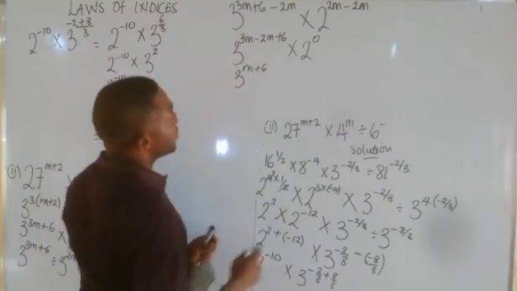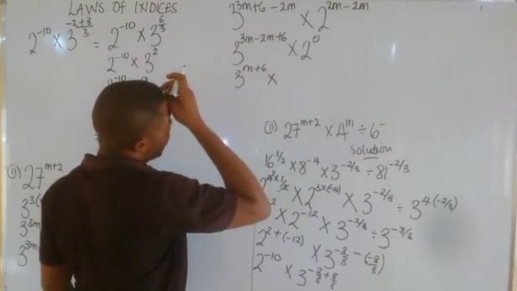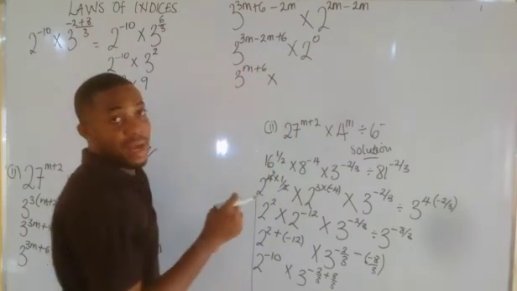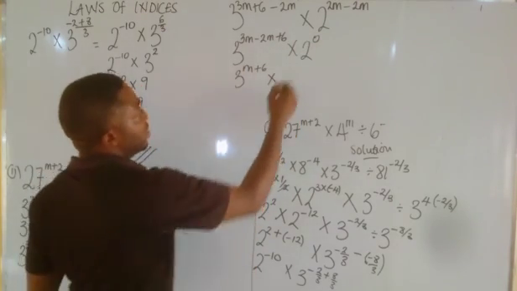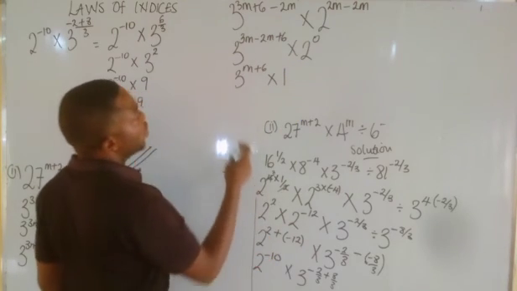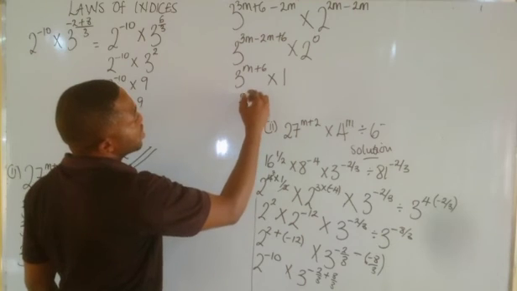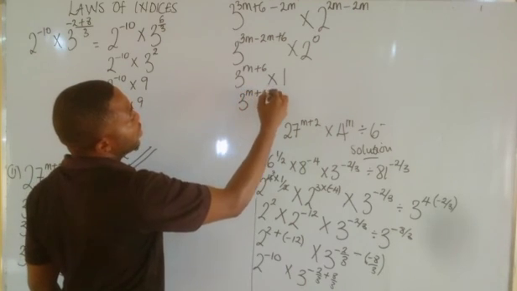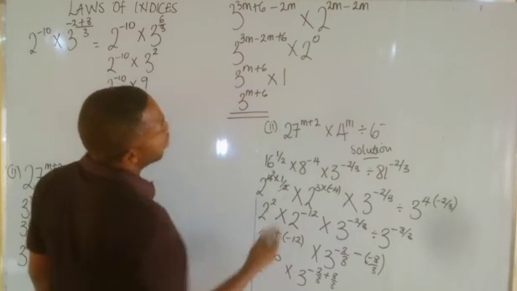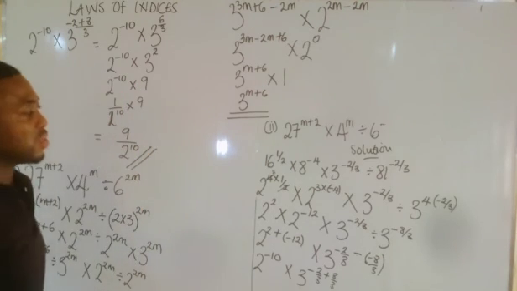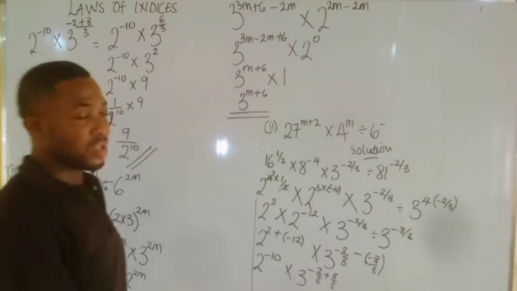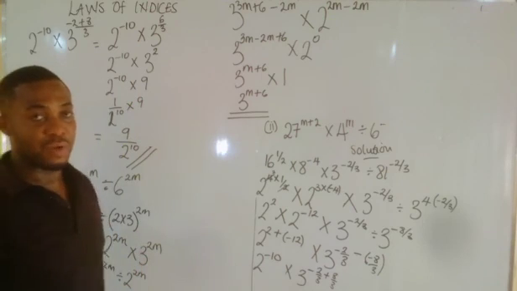Okay, so m plus 6 times, now 2 raised to the power of 0. Remember, anything raised to the power of 0 is 1. So 3 raised to the power m plus 6 times 1 will still give us 3 raised to the power m plus 6. So that is the answer to the second question. Okay, so that's how we solve this.